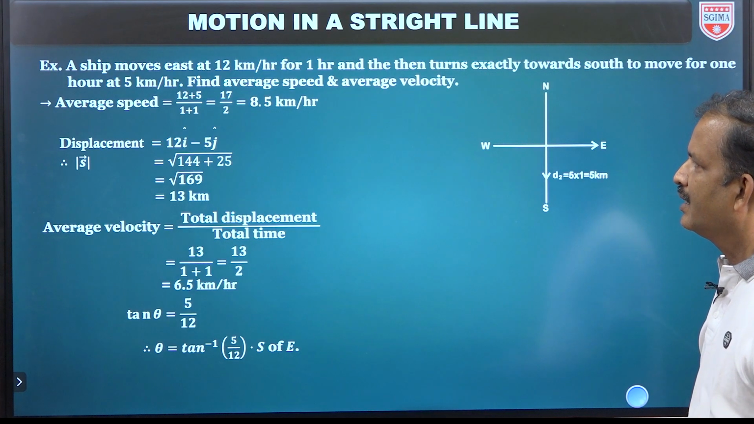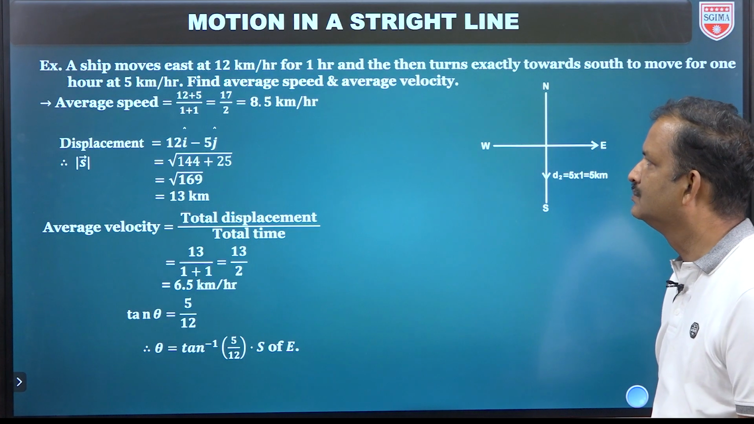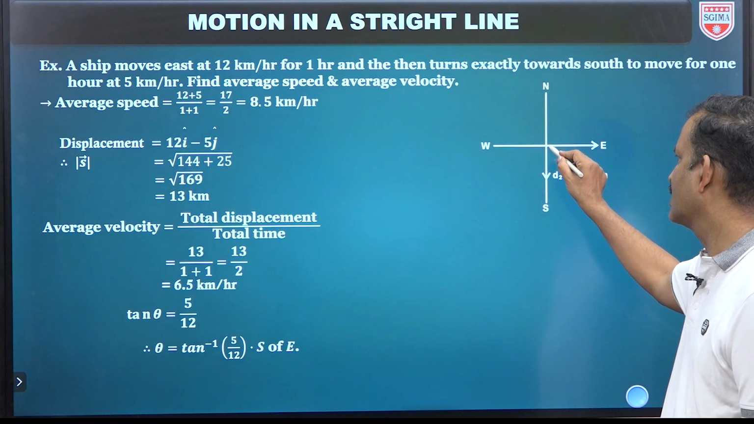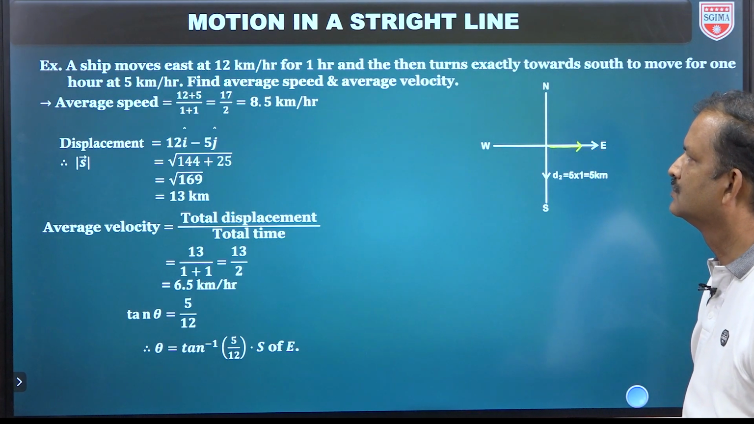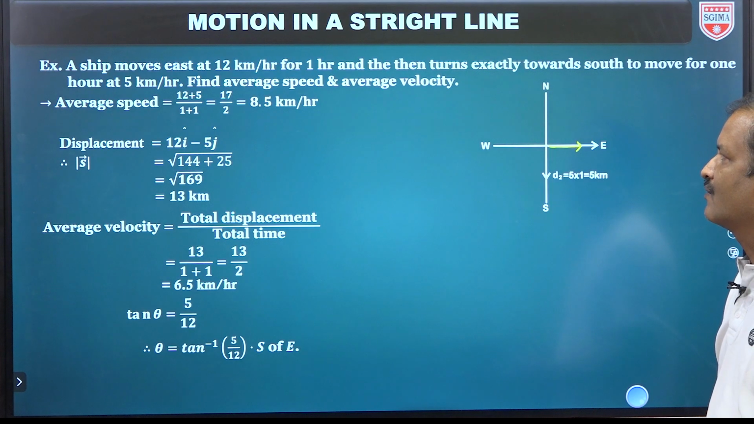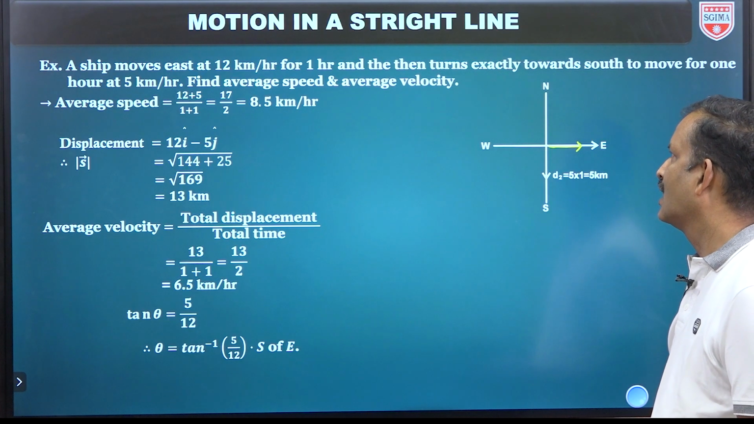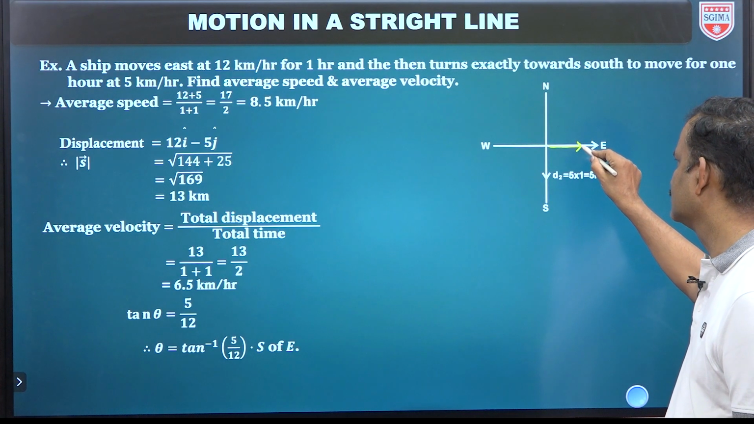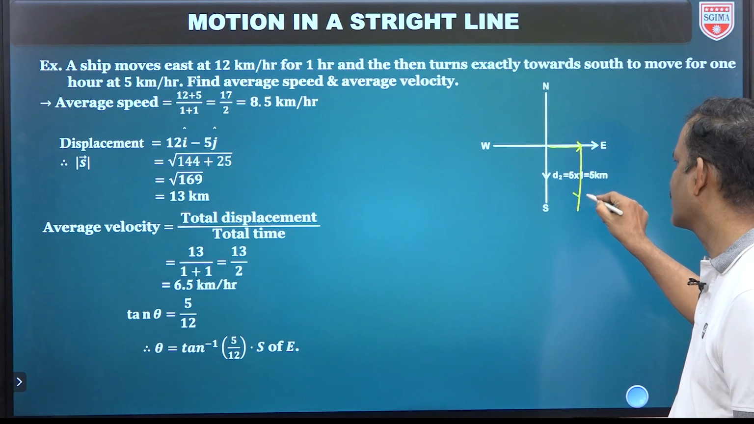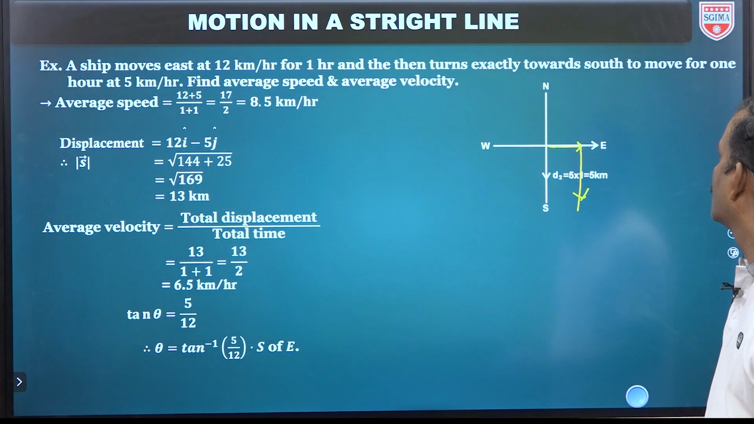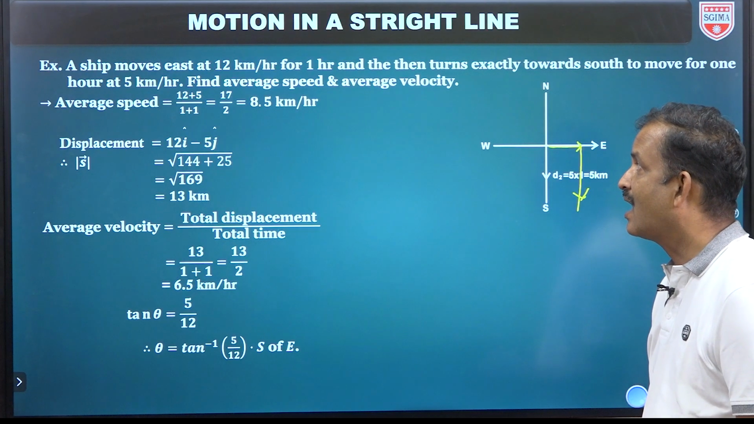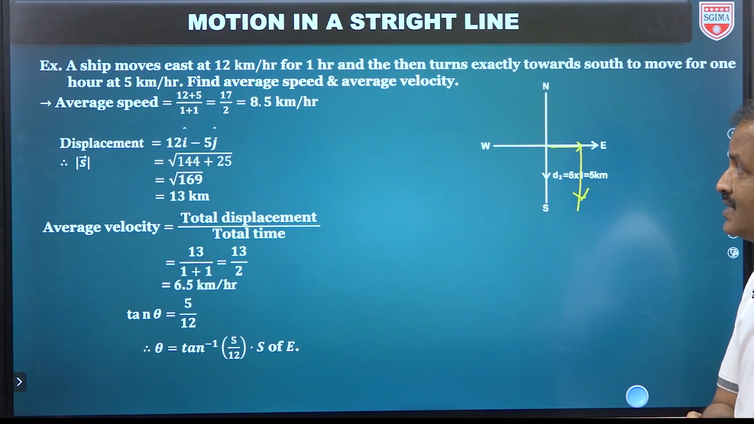Now, a ship moves east at 12 kilometers per hour for 1 hour and then turns exactly towards south, to move for 1 hour at 5 kilometers per hour. Find the average speed and average velocity.